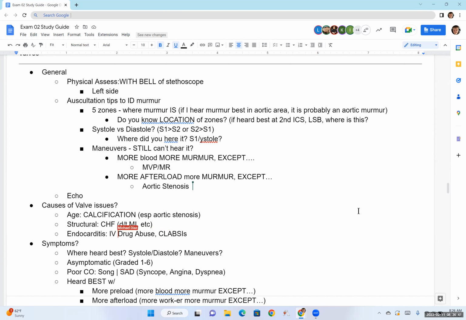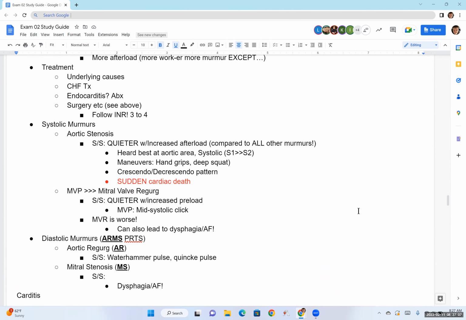How do you treat these valve situations? Underlying cause is the best answer, right? So if they have CHF, fix the CHF. If they have age, cut their head off and put them in a cryogenic freezer. I don't know. Anyways, endocarditis, we can fix that, right? We give antibiotics for how long? Four to six weeks usually. So we talked about symptoms, causes, and then treatments: CHF treatment, endocarditis antibiotics, and we have surgeries and procedures we can do.